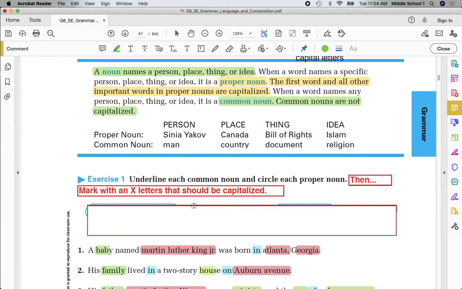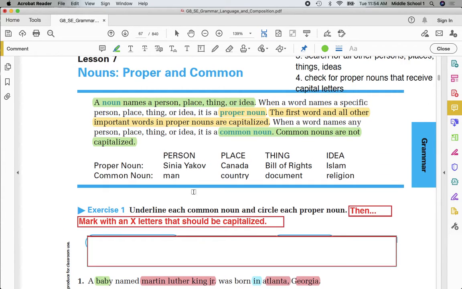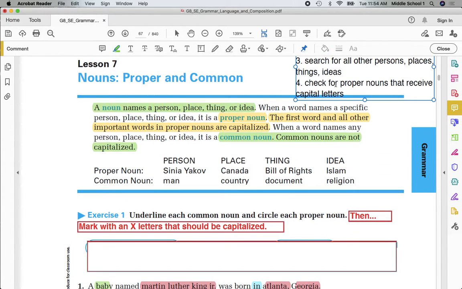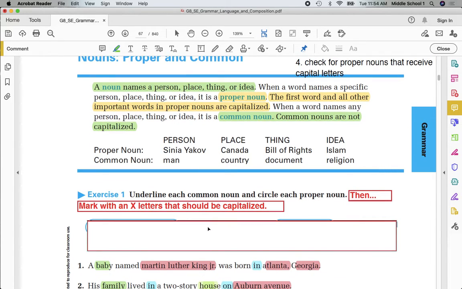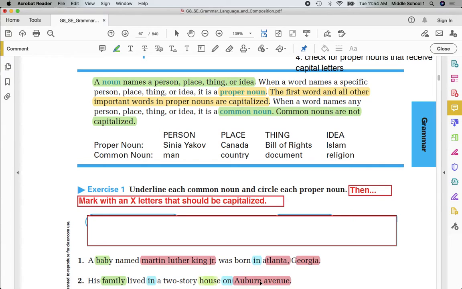And lastly, as I had mentioned up above, number 4, check for proper nouns that receive capital letters. And we said we wanted to just put an X over those letters. So in number 2, I'm putting an X over avenue. Auburn is already capitalized, but I would want to capitalize avenue.